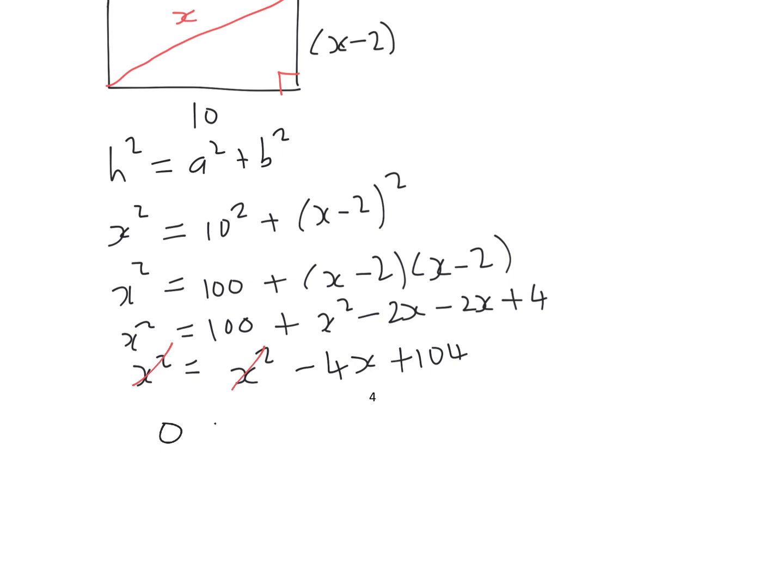Or in other words, you'd have 0 equals minus 4x plus 104. I don't like having the minus 4x there. We can add 4x to both sides to get 4x equals 104. And then we can divide 104 by 4, which would give 26.